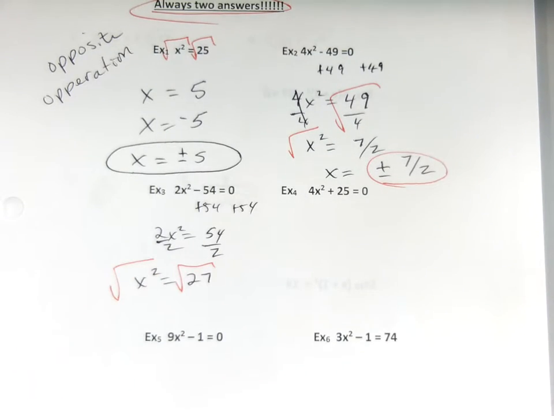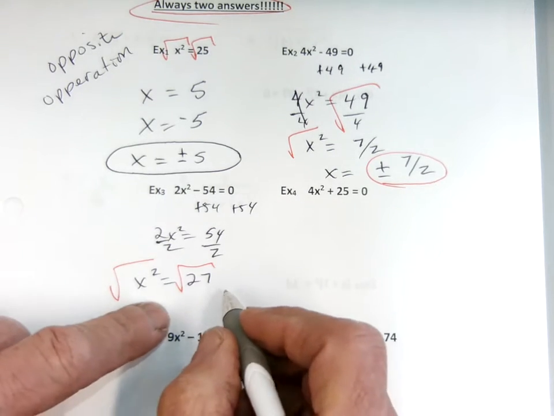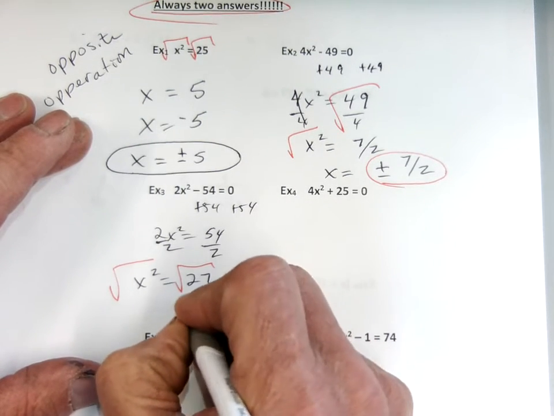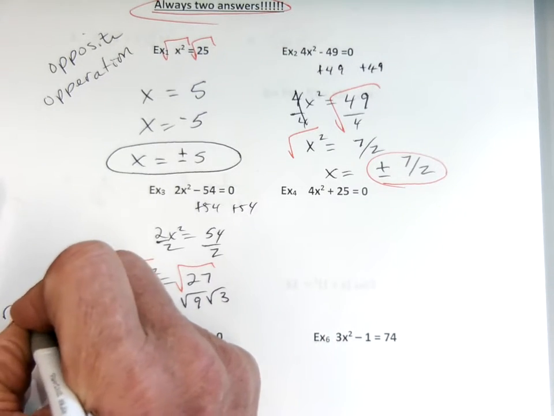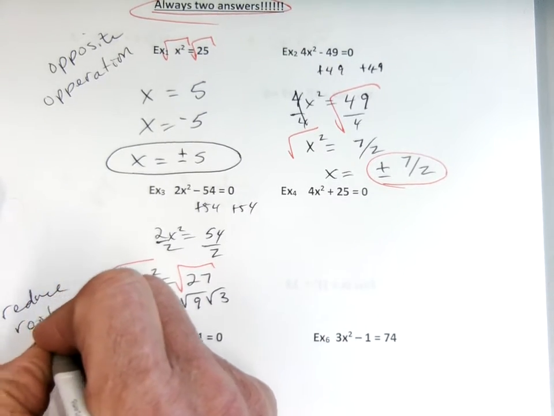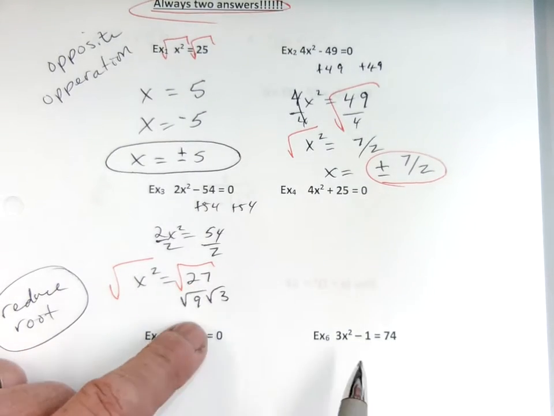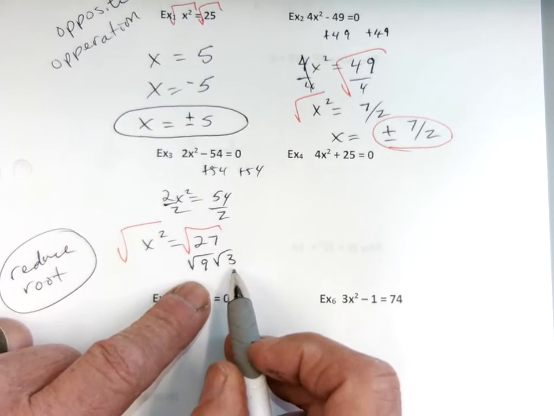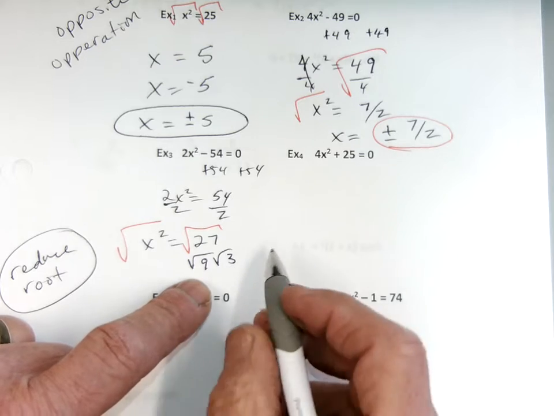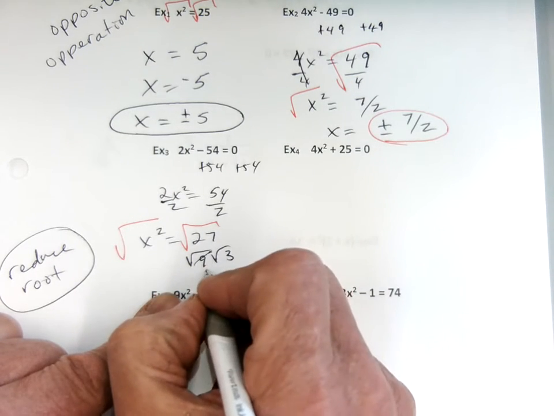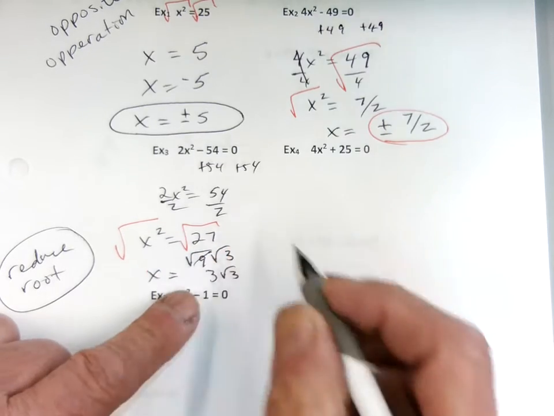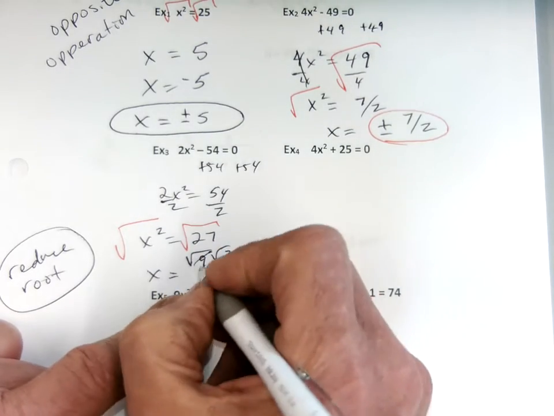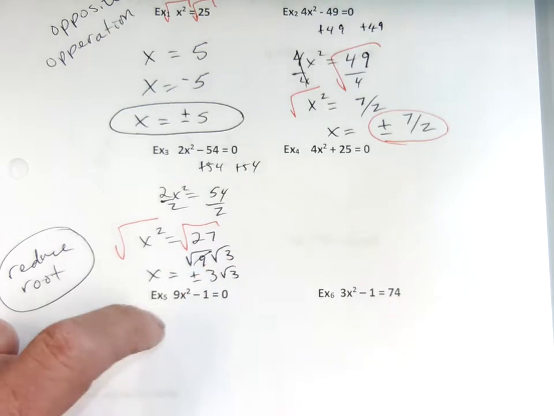Now, 27 is not a perfect square, but we can break it down. We can reduce it like we've been doing before. We'll rewrite it as square root of 9 times square root of 3, right? So I reduced the root. We've been doing this for like a couple of weeks. Square root of 9 is 3, times square root of 3. Two answers though, right? You guys agree? Two answers? So I'm going to say plus or minus 3 square root of 3.